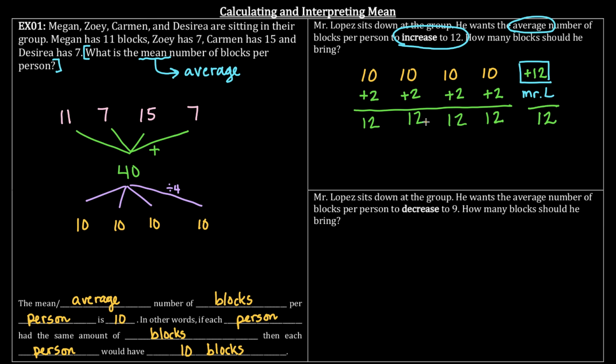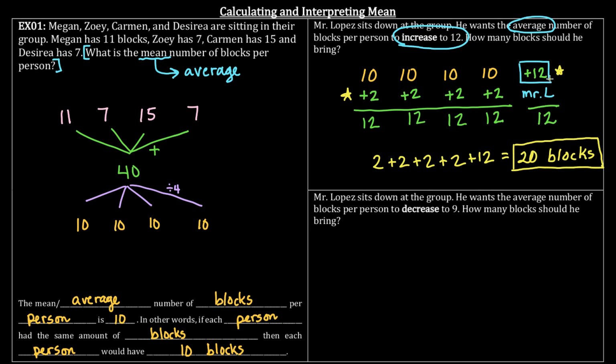So the number that I have to bring is 2 and 2 and 2 and 2 for these, and I have to bring the 12 for me. 1, 2, 3, 4, 5, 6, 7, 8 plus 12 is 20. I would have to bring 20 blocks because now I'm part of the group. So I have to bring 12 for me and 8 for them, so that if we split them equally, we would all have 12.